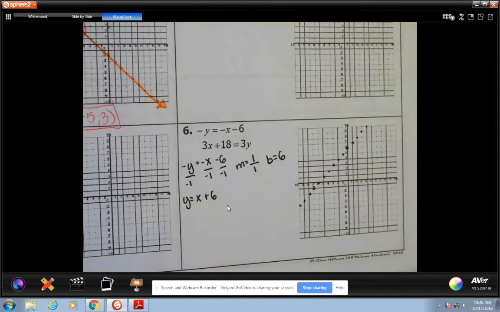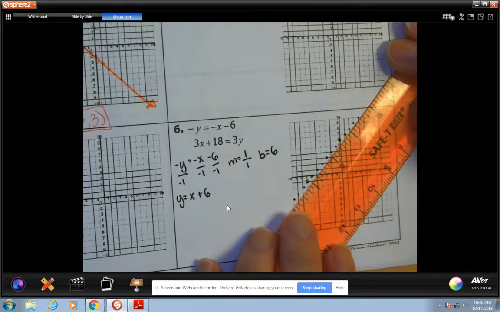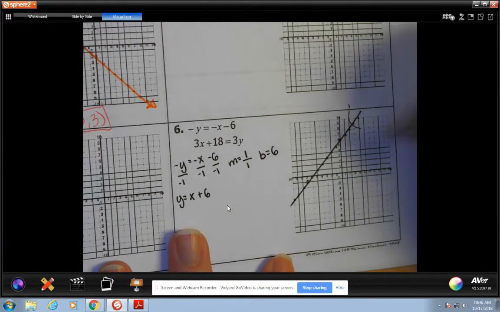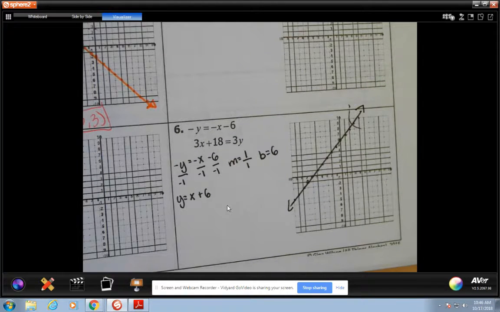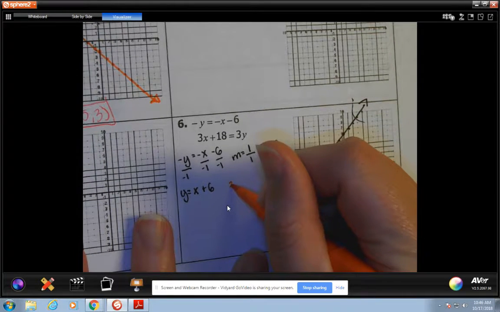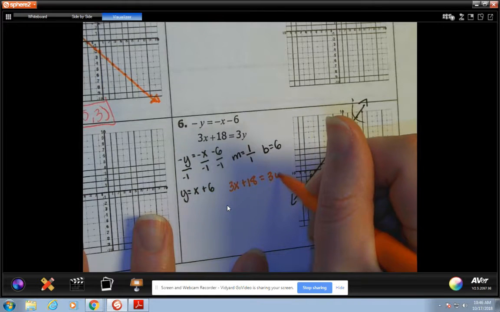All right. Now we'll go ahead and connect those dots using my ruler to draw the line. Good. Make sure you have arrows on your line. And now let's go ahead and solve that second equation. So I'm going to just first write it out. So 3x plus 18 equals 3y.